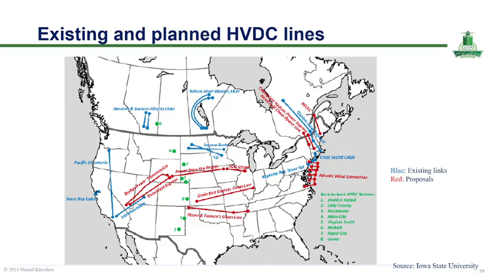So the proposed projects aim to enhance grid reliability, integrate large-scale renewable energy resources, and improve power transfer capability between regions. So HVDC technology offers important advantages such as lower transmission losses, better controllability, and efficient transmission over very long distances, making it a key solution for future modern power systems.